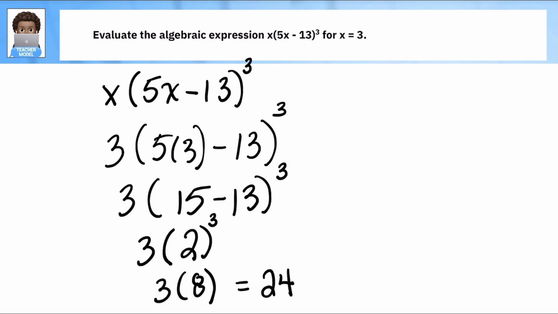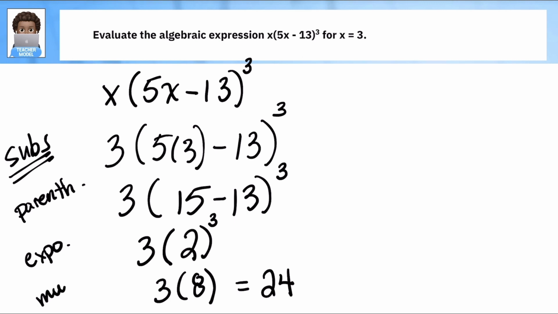All right, so you can see all the steps here were SPACE. I substituted, I did my subs first. I simplified what was in the parentheses next. And I really made sure I simplified the inside part to make sure that was clear. Then my exponent, and finally multiplied. All right, hit pause and jot this down into your notes.